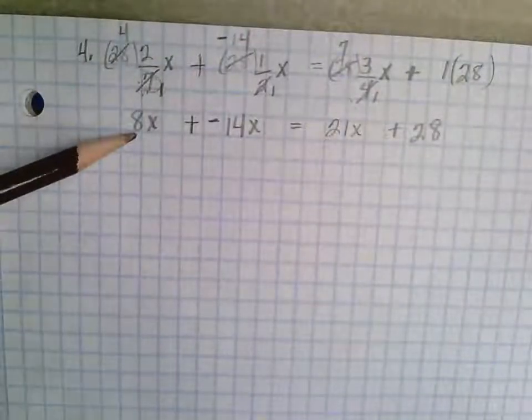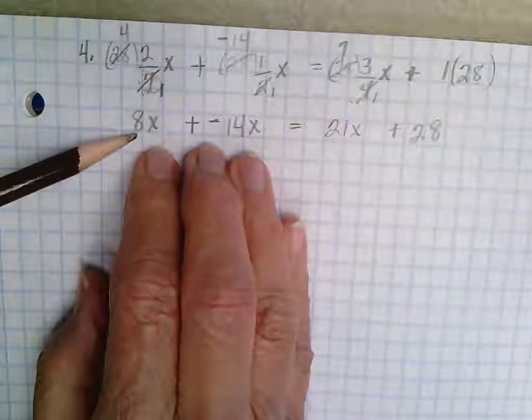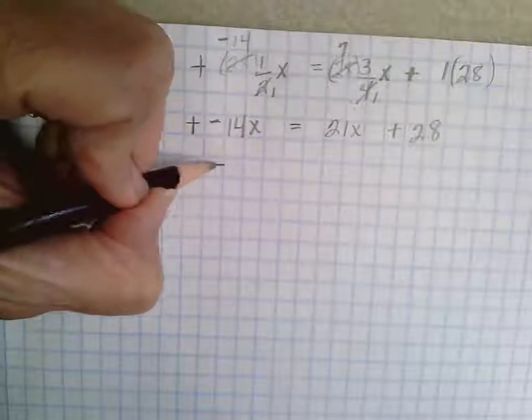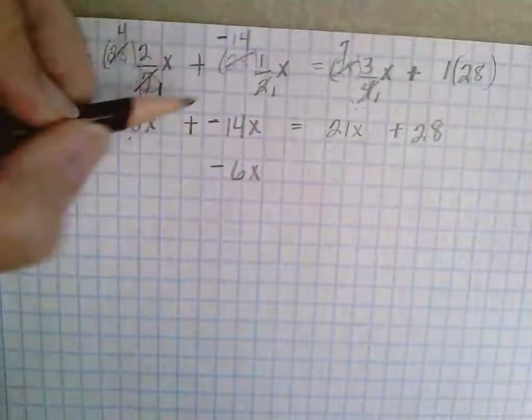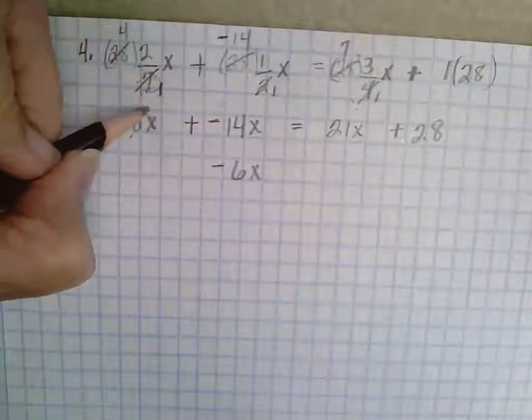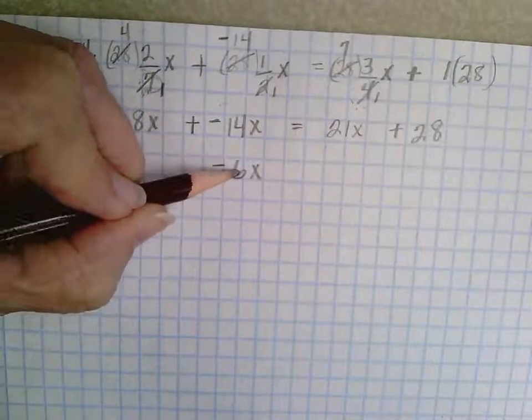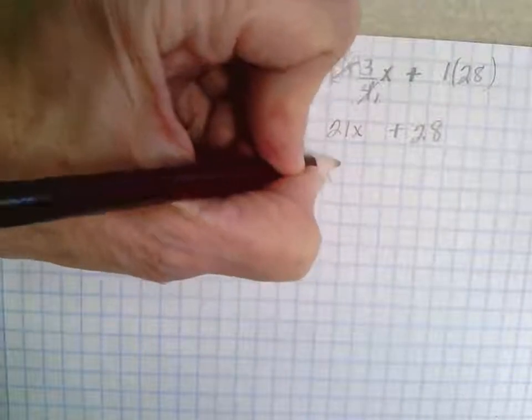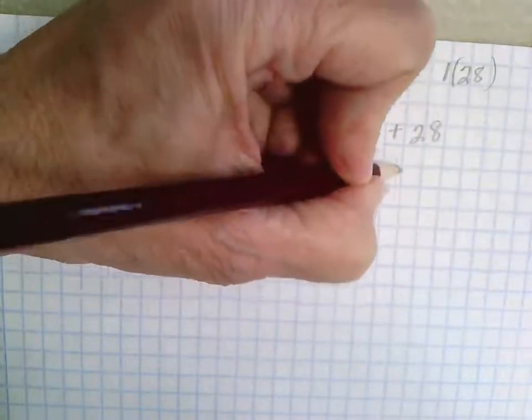So now I can see that I just have x's on this side, so I can combine those like terms, and that's going to give me a negative 6x, because negative 14 plus positive 8 is negative 6, and the x comes along for the ride. And on the other side I have 21x plus 28.